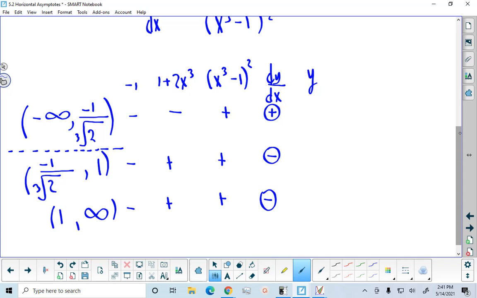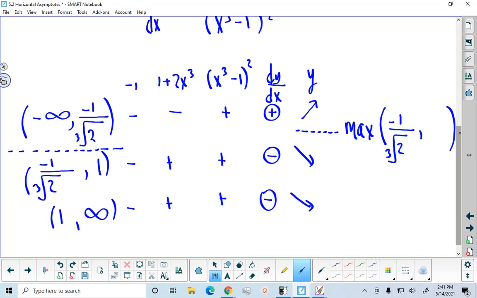What does that mean the function is doing? It means it's increasing, then it's decreasing, then it's decreasing. And that tells us that at negative 1 over the cube root of 2, we have a maximum value.